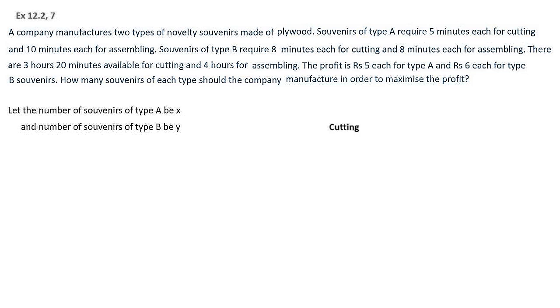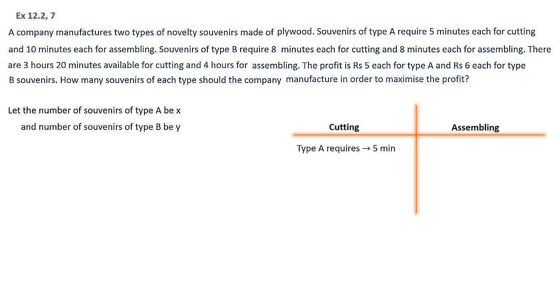Here there are two types of work they are telling. One is cutting and another one is assembling. When we go through the question, it says about two types of work. First one is cutting and the second one is assembling. Type A requires 5 minutes of cutting and 10 minutes of assembling, as given in the second line. And in case of type B, 8 minutes of cutting and 8 minutes of assembling are required.